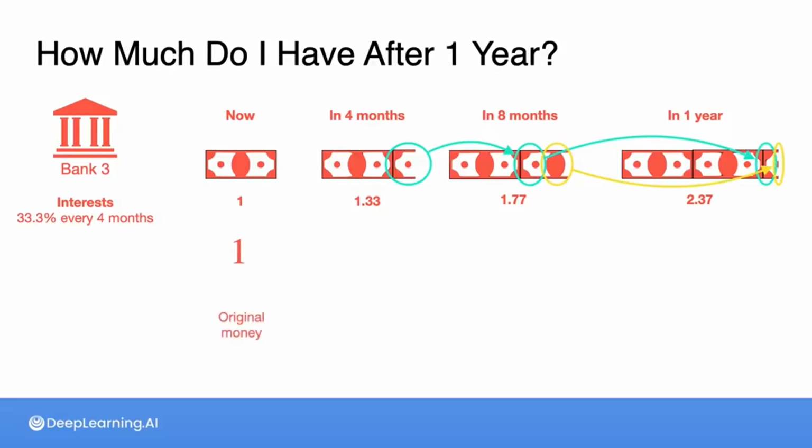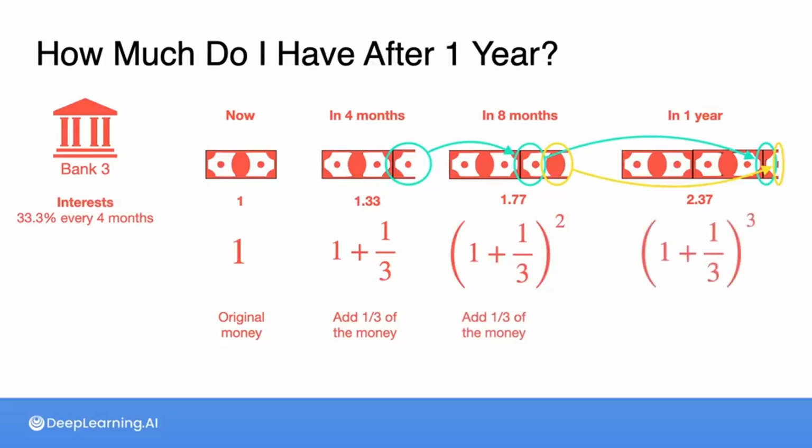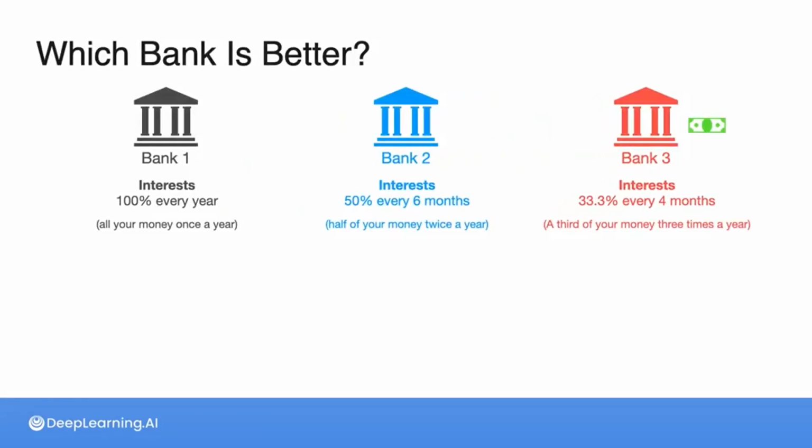At the beginning of the year, you had $1, then you had 1 plus 1/3, then you had (1 plus 1/3) squared, and then you had (1 plus 1/3) cubed. And that becomes 2.37. So in short, in bank 1, after 1 year, you have $2. In bank 2, after 1 year, you have 2.25. And in bank 3, after 1 year, you have 2.37. That's why the money is better in bank 3. And this money actually multiplies a lot.